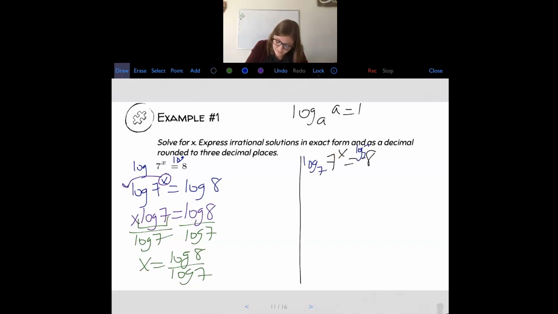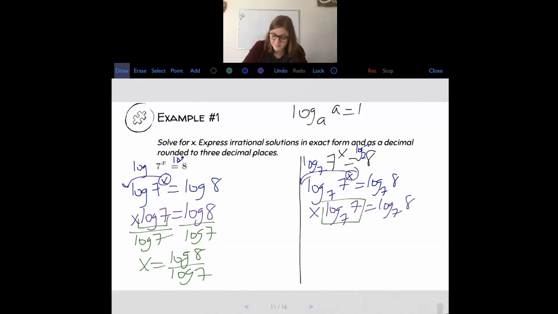So we have log base 7 of 7 to the power of x equals log base 7 of 8. Using properties of logs, this exponent can come down in front. We have x log base 7 of 7 equals log base 7 of 8. And then log base 7 of 7 is just equal to 1 by that property I mentioned. So this gives us x equals log base 7 of 8.